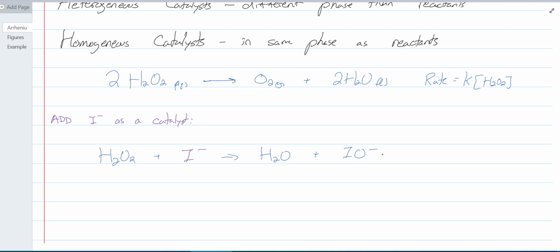And then step 2, so that's step 1. Then we'll have step 2 here. And step 2 would be H2O2 plus this IO minus going to H2O and O2 and I minus.